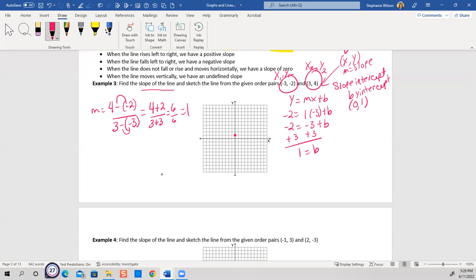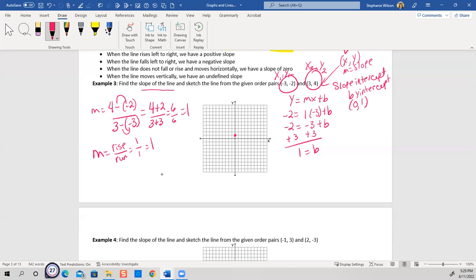(0, 1). From here, we're going to plot our slope. Well, our slope is rise over run, which is my y over x, and I got 1 over 1, which is just 1, but to graph it we need the 1 over 1, but our final answer needs to just look like 1.